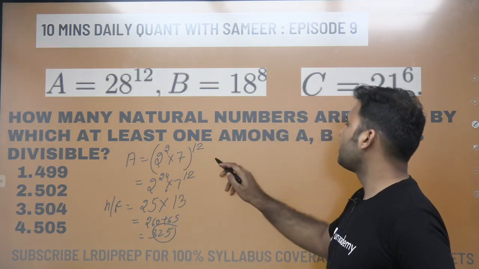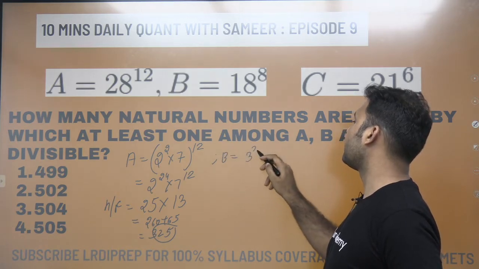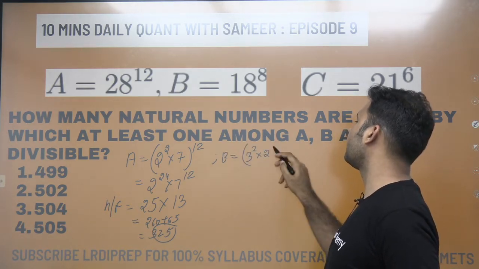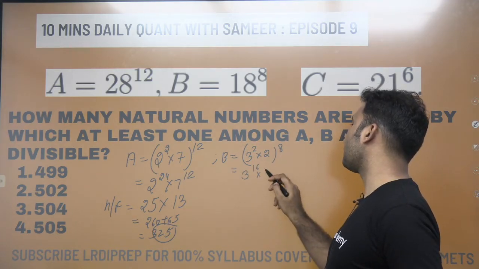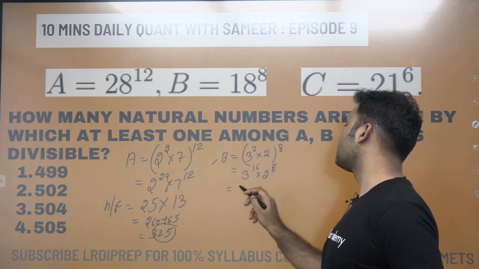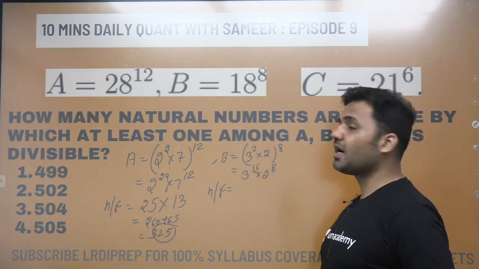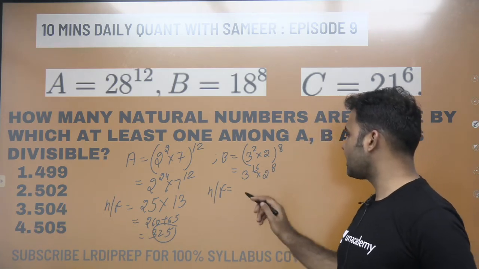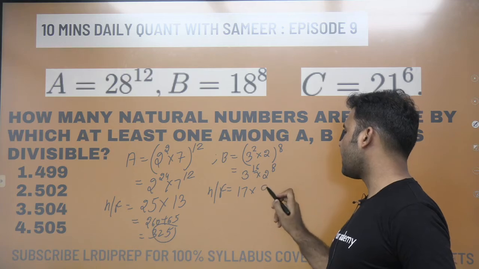Then you have the next number B here. B is 18 power 8, which can be written as 3 power 2 into 2 raised to power 8, which finally can be written as 3 power 16 multiplied by 2 power 8. Now if you look at the number of factors of B, how many powers of 3 are there which are the factor of this? 17 powers, 0 to 16, 17 powers. 0 to 8, we have 9 powers.